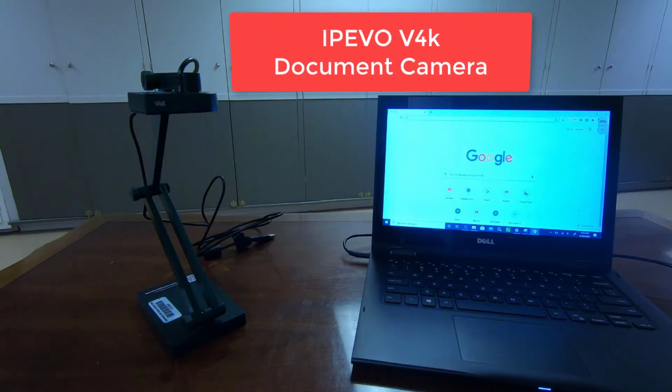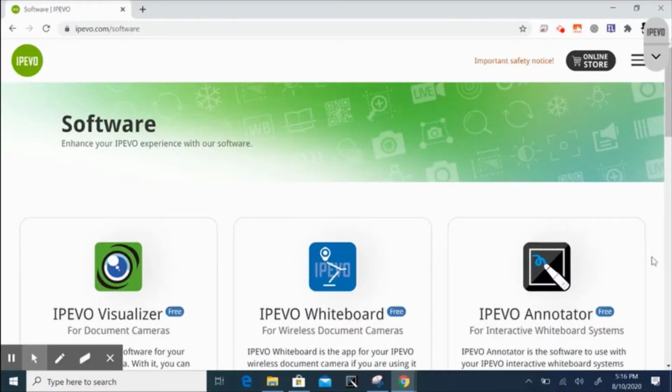I wanted to take a moment here just to go over this new camera that hopefully you've been able to pick up. It is the IPEVO V4K Ultra High Definition USB camera. Now, before you start using the camera, I would highly recommend that you download the IPEVO visualizer. You will be able to just simply plug in the camera and it'll immediately start working, but it's a very basic version of the visualizer. But if you install this application, you're going to have really full functionality with the camera.